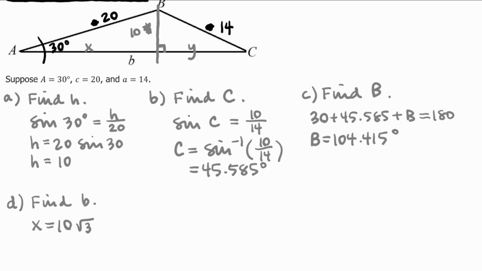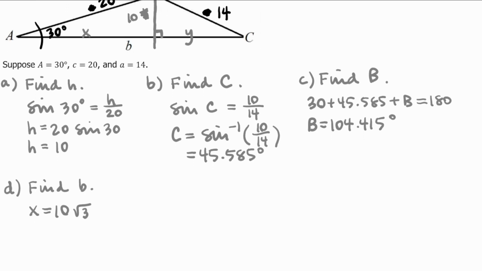So I'm looking at the triangle on the right, and I've got 14 as the hypotenuse. C is the angle I know, so I'm going to need to use cosine because I've got an adjacent leg and a hypotenuse. So I'm going to say cosine of C, cosine of 45.585 degrees, is going to be equal to y divided by 14. So y is going to equal 14 times that cosine, and I'm just going to do that on the calculator. You don't need to watch me do that. 14 cosine of 45.585, and I get 9.798.